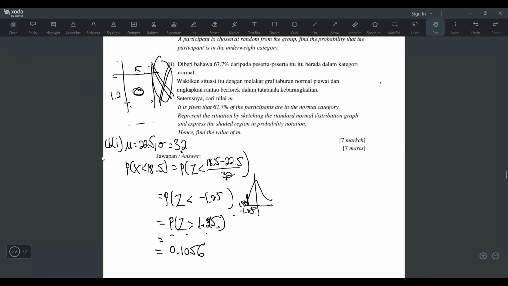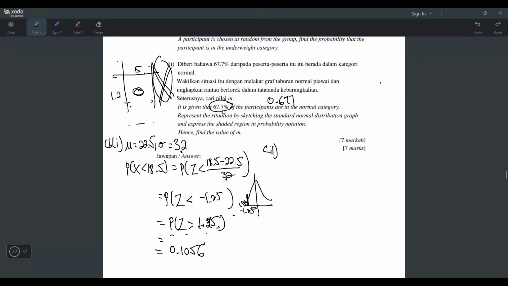Okay, let's continue and do the second question, B2. Okay, it is given that 67.7%. Okay, if they give you percentage, it means they're trying to give you probability. And the probability here is 0.677. How you convert is just divide 100 lah, because percentage means over 100. So when you divide 100, you get this.